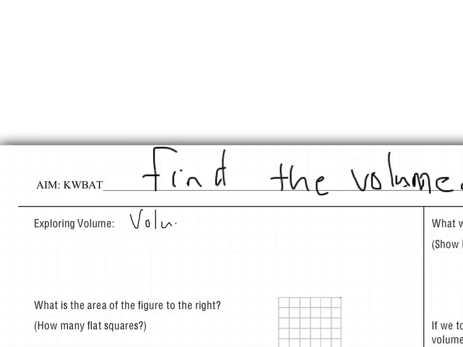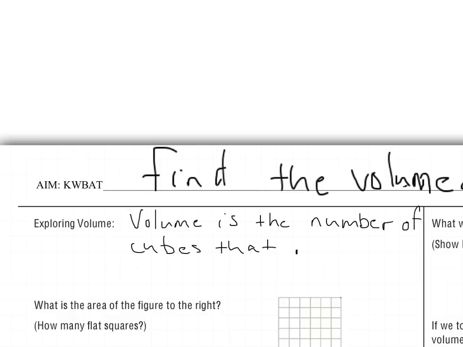Volume is the number of cubes that fit in a 3D space.